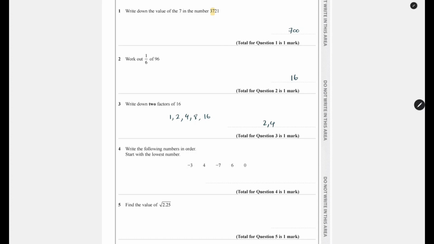Question 4 says, write the following numbers in order. Start with the lowest number. So the smallest number is going to be -7, then -3, then 0, 4, and 6.